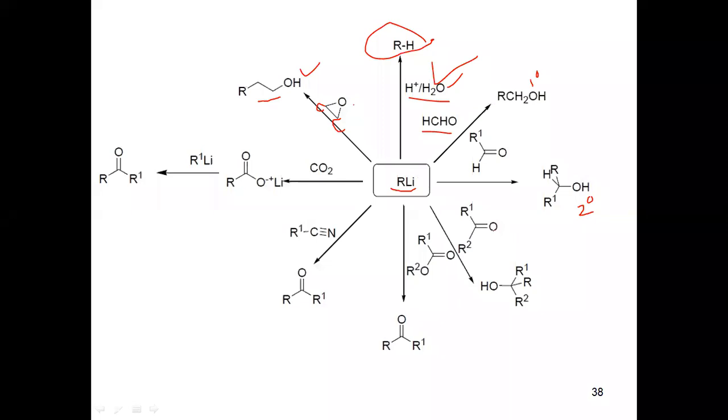When it reacts with a ketone, we can see this is the tertiary alcohol. Reaction with an ester, we can see there is a ketone molecule. Reaction with a nitrile, we can see the ketone molecule is obtained after the hydrolysis. Then reaction with CO2, after the hydrolysis, a ketone molecule is obtained. This is the ketone. So these are the different reactions carried out by organolithium.